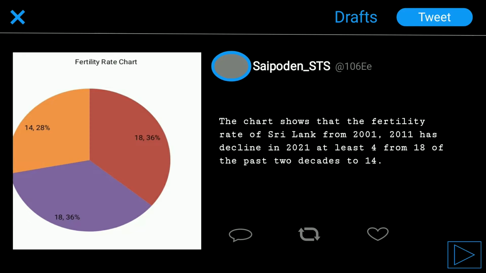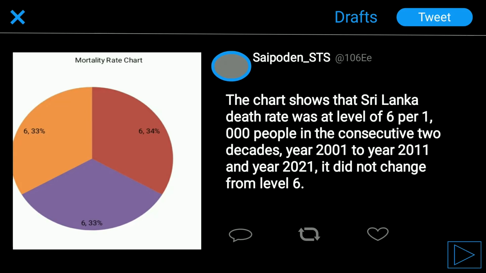This is the fertility rate chart. The chart shows that the fertility rate of Sri Lanka from 2001 to 2011 has declined, and in 2021 it declined at least 4 from 18 of the past 2 decades to 14. While in the mortality rate chart, the chart shows that Sri Lanka's death rate was at the level of 6 per 1,000 people in the consecutive 2 decades. From 2001 to 2011 and 2021, it did not change from level 6.